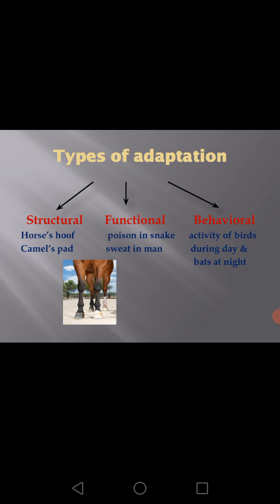According to this definition, we have three types of adaptation: structural adaptation, functional adaptation, and behavioral adaptation. In structural adaptation, for example, horse hoof, camel's pad. Functional adaptation, like secretion of poison in snake and sweating in man. Behavioral adaptation, in case of activity of birds during day and bats during night, as well as birds' migration.